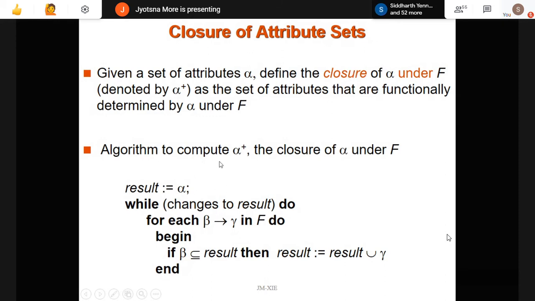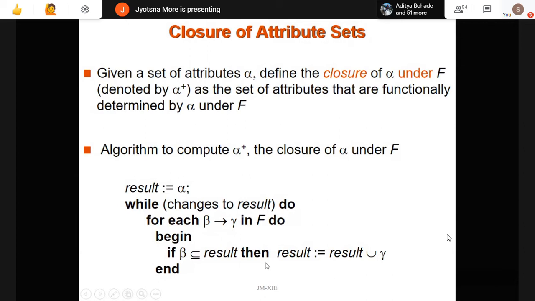So the algorithm for this is: consider your result, the closure of alpha, is equal to alpha, whatever attribute values you have. While changes to result do, for each beta determines gamma in F do begin: if beta is a subset of result, then result is equal to result union gamma. See here, I will just take one example for your understanding to find the closure of an attribute.